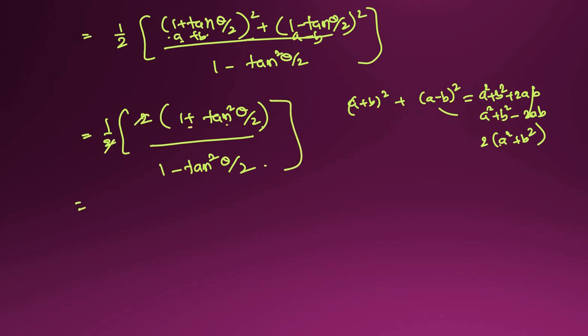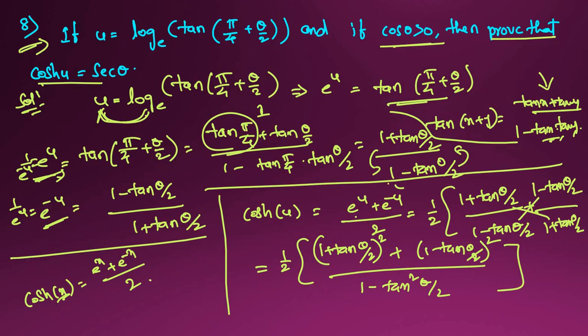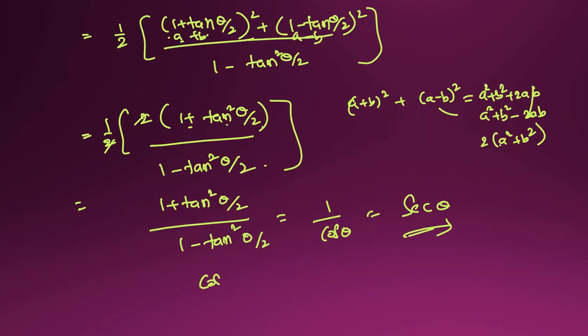So here if we do this, 1 plus tan square theta by 2 divided by 1 minus tan square theta by 2, we can write it as 1 by cos theta, we can say secant theta. So the answer is what here? Cosh u is equal to how much? Secant theta will come here. So this is the answer of the given question we have to prove.